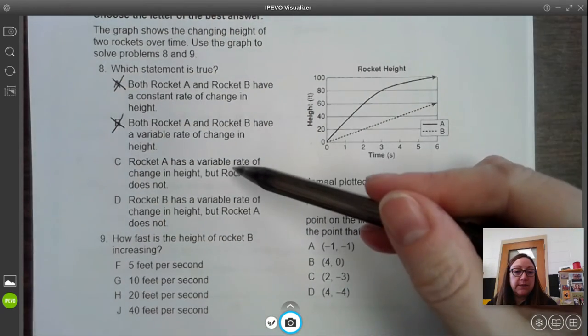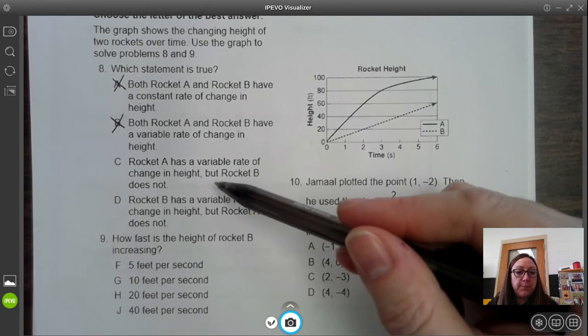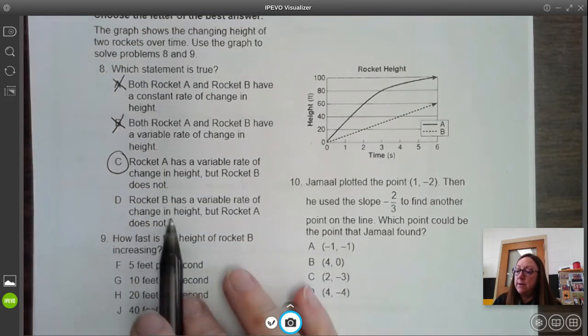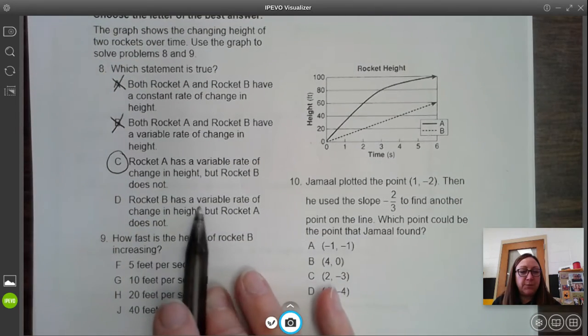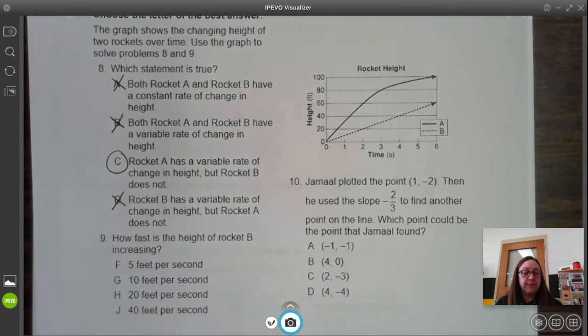All right, this one says A is variable, which it is because of the curve, and B does not have a variable rate. That's the one right there. Okay, it says rocket B has a variable rate for part D. B does not. It is a straight line, so it is constant.